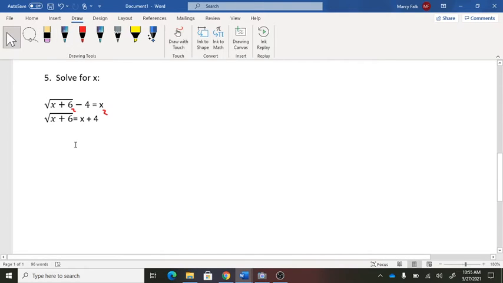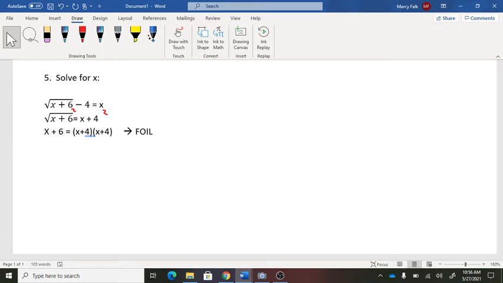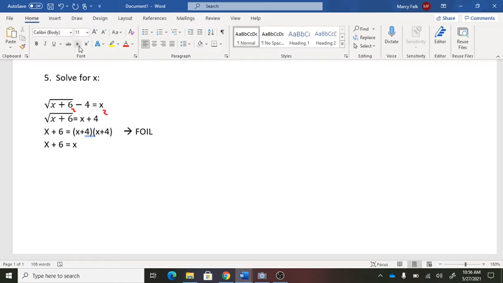When I square the square root, it gets rid of the radical. But now I have to remember that I'm not just squaring individual terms, I'm squaring a side. The side is a binomial, so it's going to end up being a binomial times a binomial, which would create a FOIL. So x plus 6 equals first times first is x squared. Outsides are 4x, insides are 4x, last is 16.